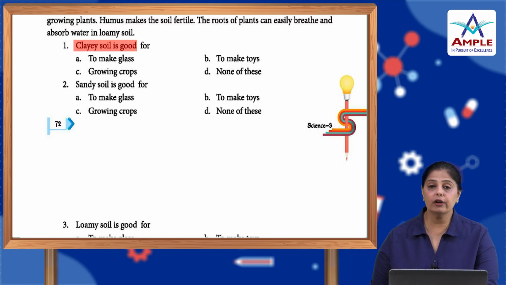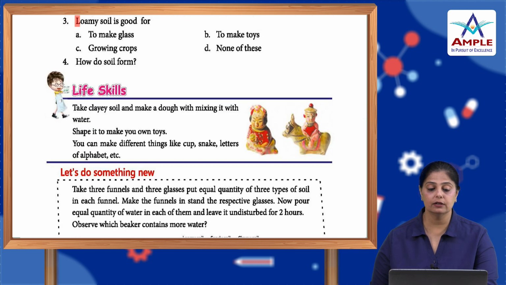So, clay soil is good for: to make glass, to make toys, growing crops, or none of these? To make toys. Okay. Sandy soil is good for: to make glass, make toys, growing crops, none of these? To make glass. Okay. Loamy soil is good for: to make glass, to make toys, growing crops, or none of these? Growing crops.